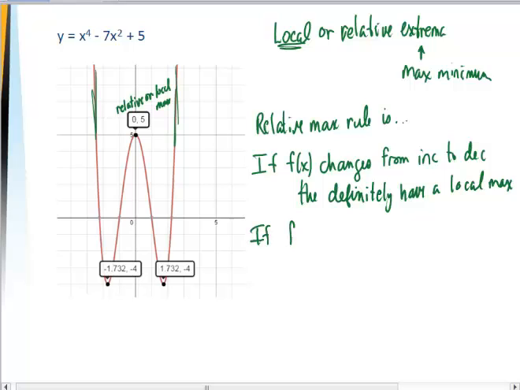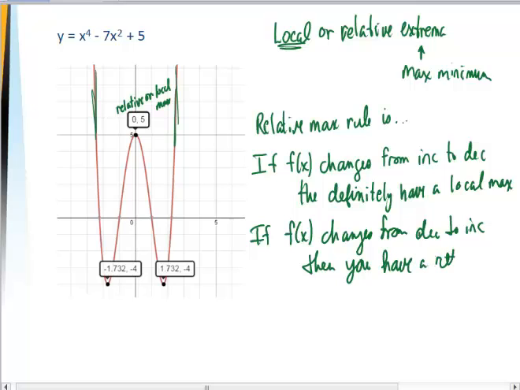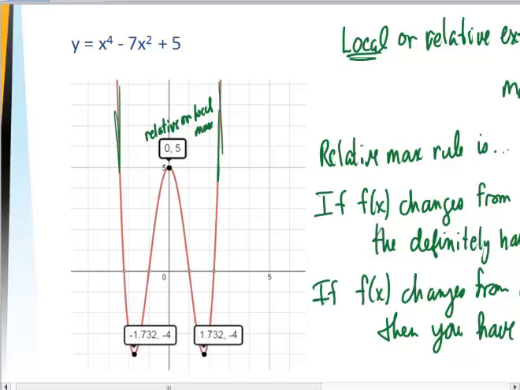If f of x changes from decreasing to increasing, then you have a relative, oh, I should say local, local and relative are the same thing, local min. So let's look at this function. In this interval the function was decreasing, and in this interval it's increasing, and that means that at this point right here, we have a relative min value.